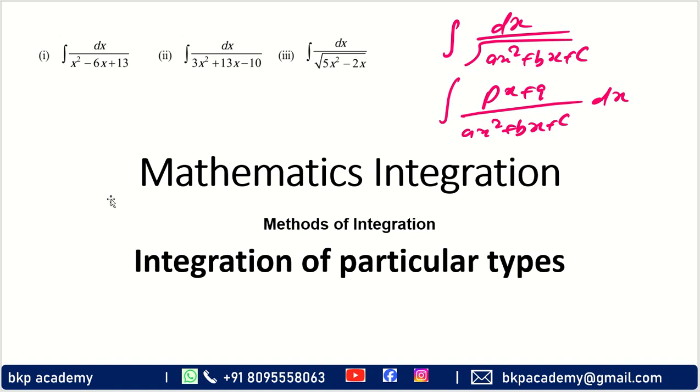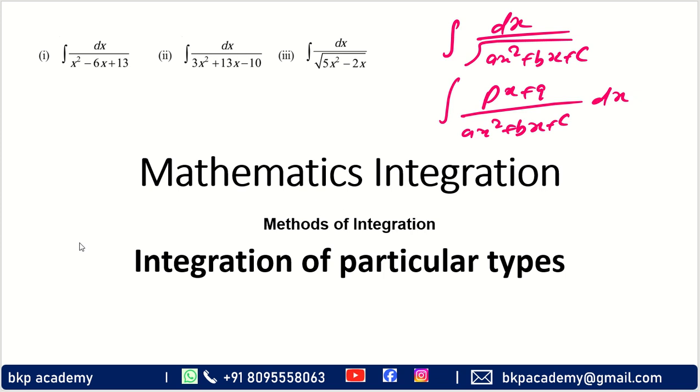Namaskar my dear friends. Let us talk about more types of particular integrations. So let us say we have integration of type dx by square root of ax square plus bx plus c, or some integration of (px plus q) by (ax square plus bx plus c). So how to solve this kind of questions, right?